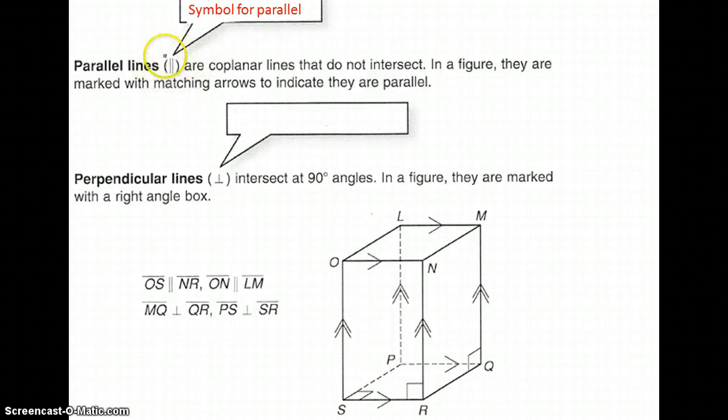This symbol right here, with the two lines, essentially, they are parallel lines, a mini version. That is the symbol for parallel lines. You'll see that incorporated here in a bit.